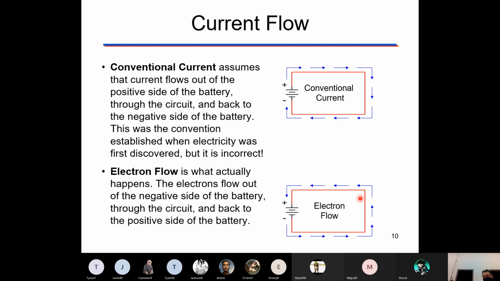Right. And so you're going to see that this is where scientists and engineers don't have exactly the same opinions. So conventional current says that it's positive to negative. Electron flow is saying negative to positive. That's really what you need to write down.